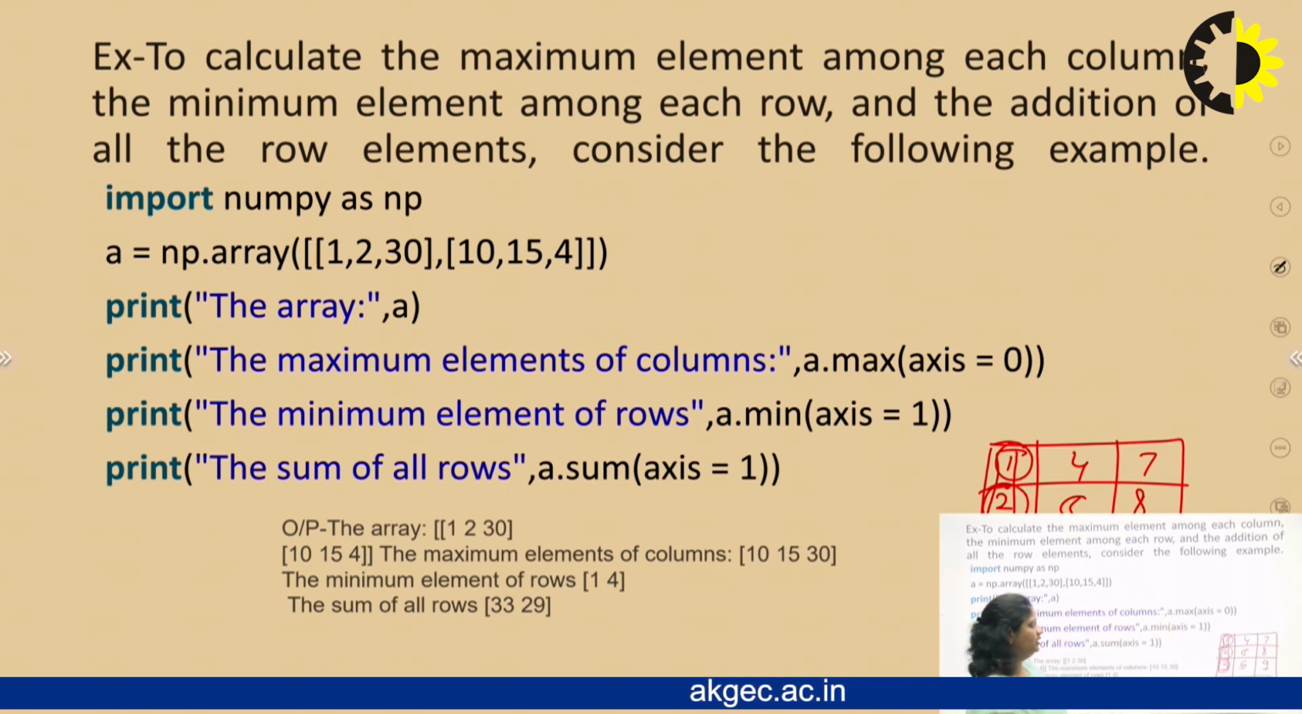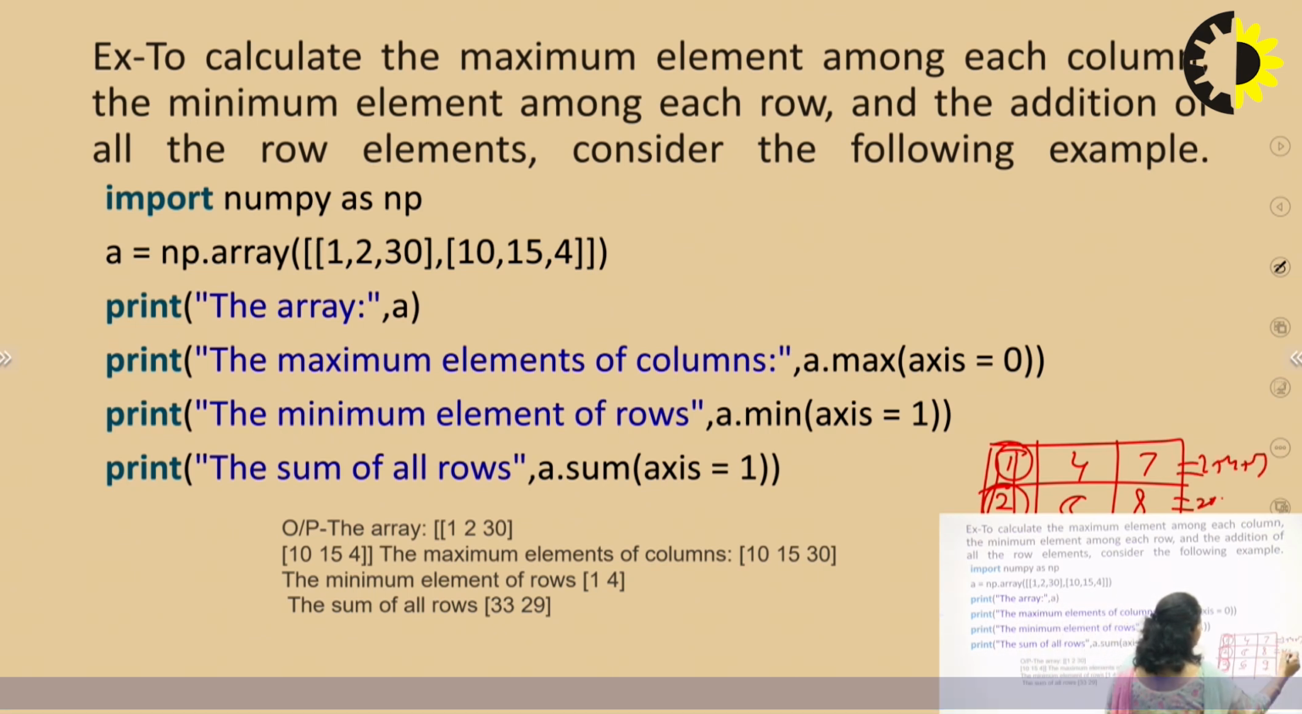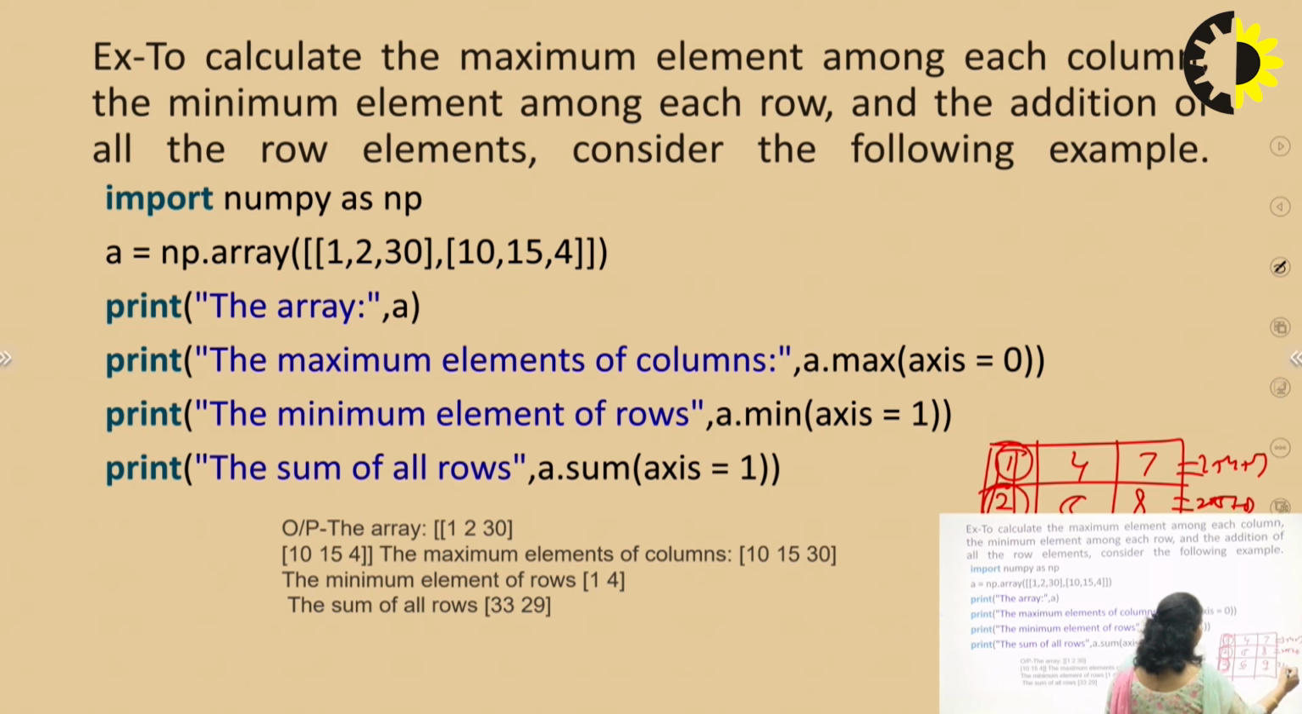We have to find the maximum element among the columns, the minimum element among the rows, and the addition of all row elements: 1 plus 4 plus 7, 2 plus 5 plus 8, 3 plus 6 plus 9. So what will be the code of this program? It will be like this.